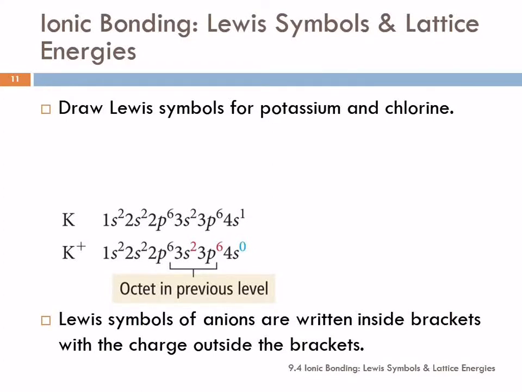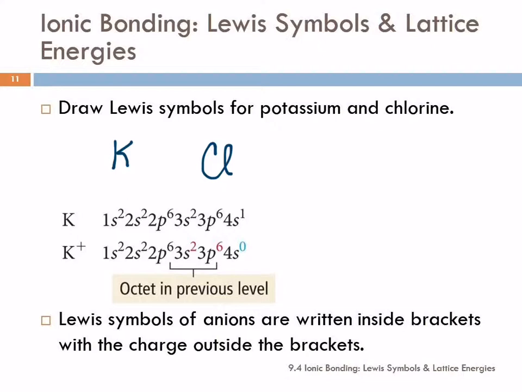So let's look at ionic bonding first. And let's draw Lewis symbols for potassium and chlorine. The Lewis symbol is just the element symbol with dots for electrons. So potassium is K and chlorine is Cl.